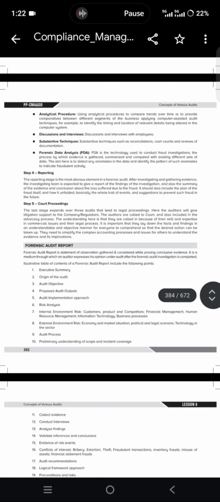Step 1, accepting the investigation. Determine whether or not they have the necessary tools, skills, expertise to go forward with such investigation. Only when they are satisfied with such consideration can they go ahead with and accept the investigation.